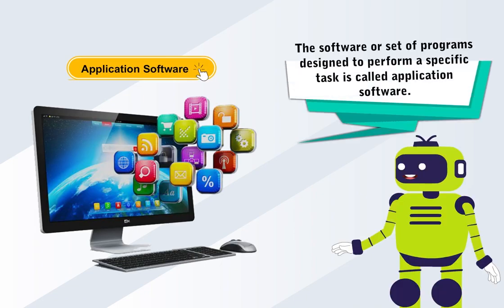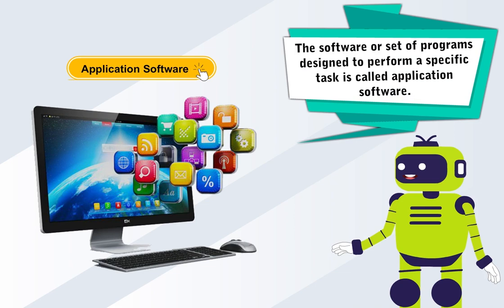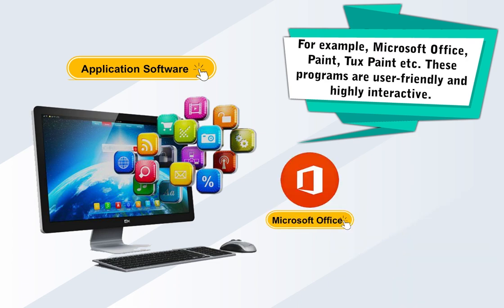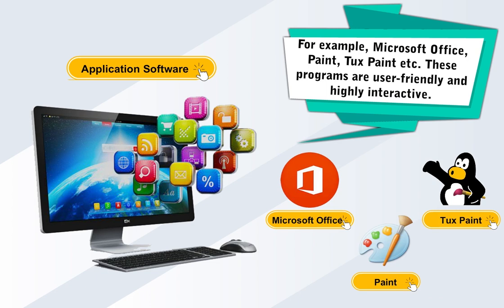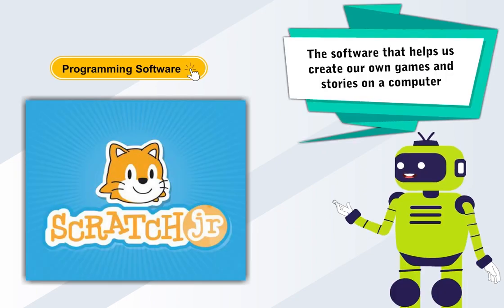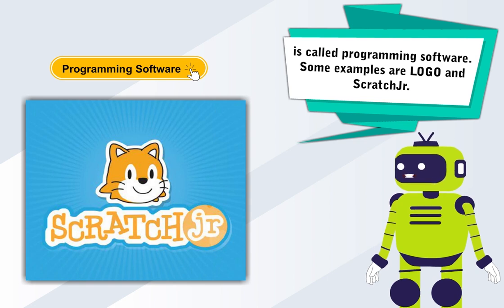Application software. The software or set of programs designed to perform a specific task is called application software. For example, Microsoft Office, Paint, TuxPaint, etc. These programs are user-friendly and highly interactive. Programming software. The software that helps us create our own games and stories on a computer is called programming software. Some examples are Logo and Scratch Junior.